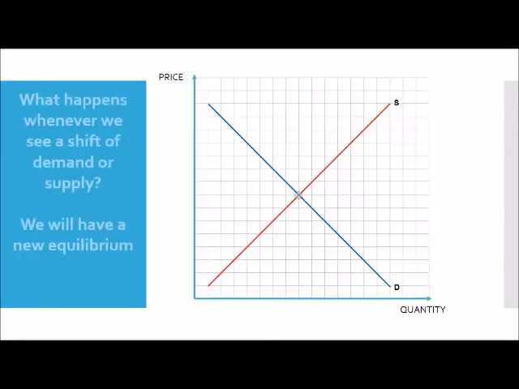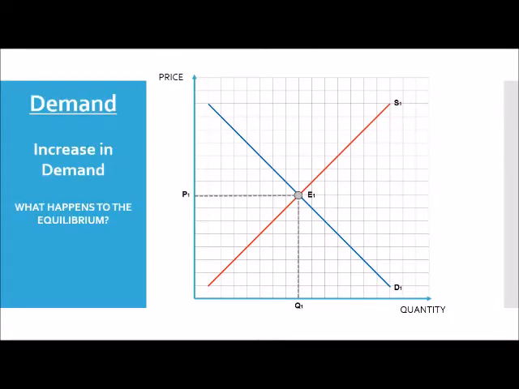So let's start with just looking at the idea as a whole. Whenever we see a shift in supply or demand, what happens? Well, typically we are at this happy point in our economy, but if one of these curves was to shift to a new place, what would happen is that we have a new equilibrium. We're going to have a new point in our economy where our quantity demanded is equal to our quantity supplied. And so we're going to take a look at what those could be.